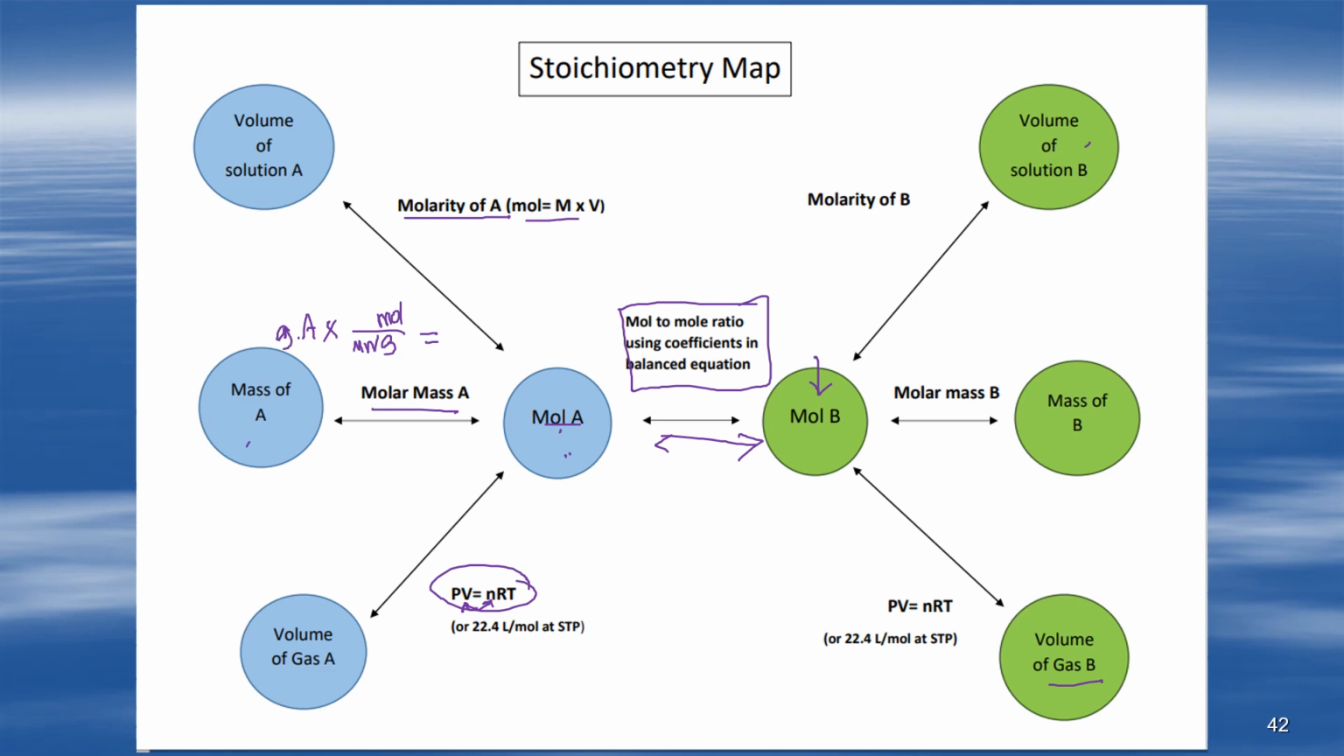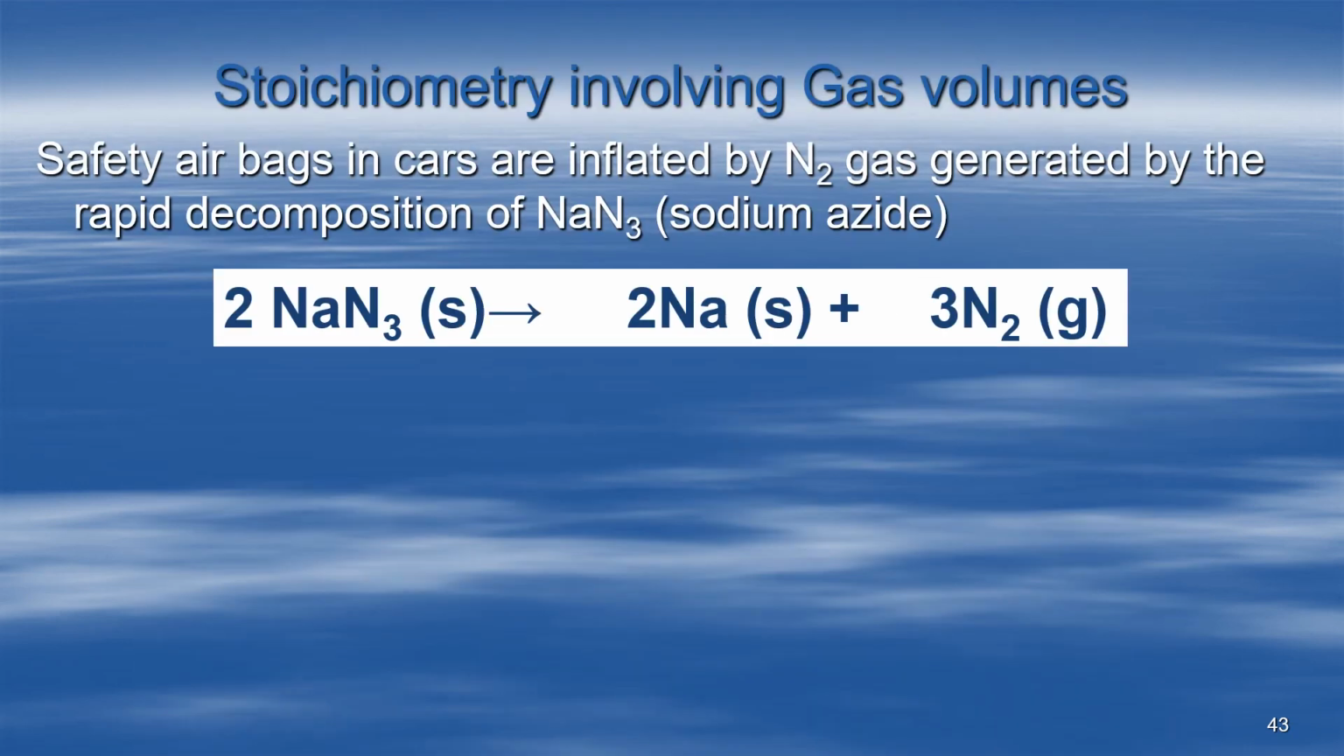But now we have lots of ways to figure out moles, and we have lots of things we can calculate once we know moles. So I think I have an example on the next slide. Yes, so safety airbags in cars are inflated by nitrogen, and some of them will have this reaction. The rapid decomposition of NaN3, sodium azide, is what that's called. So sodium azide, when it's hit, will break apart into sodium metal and nitrogen gas.